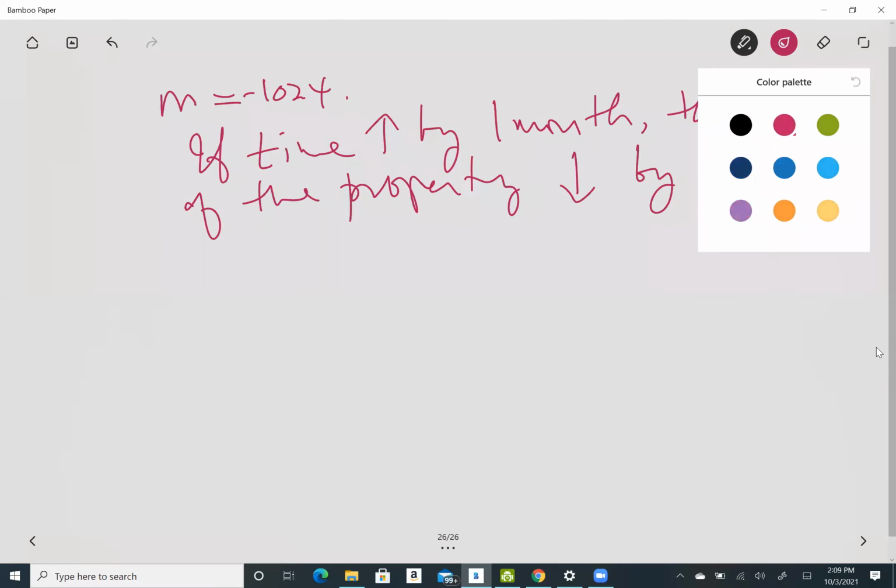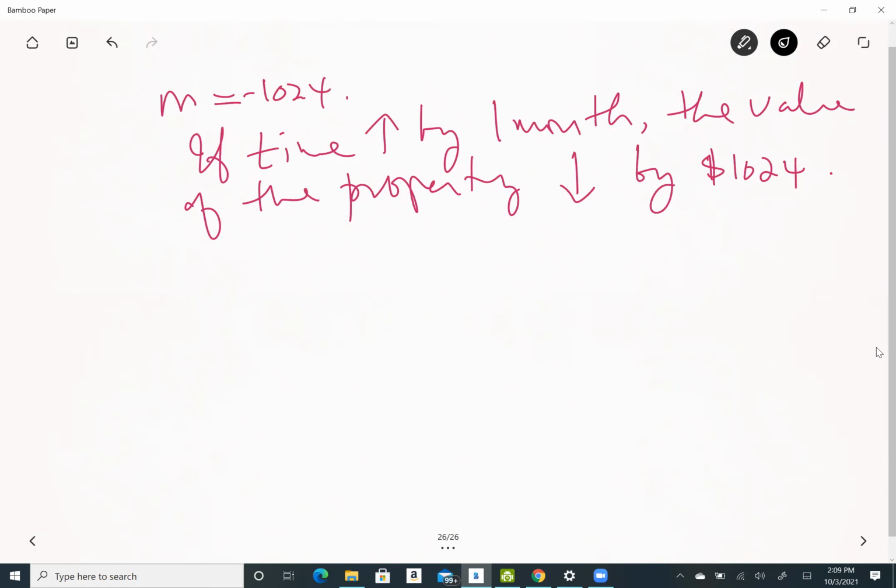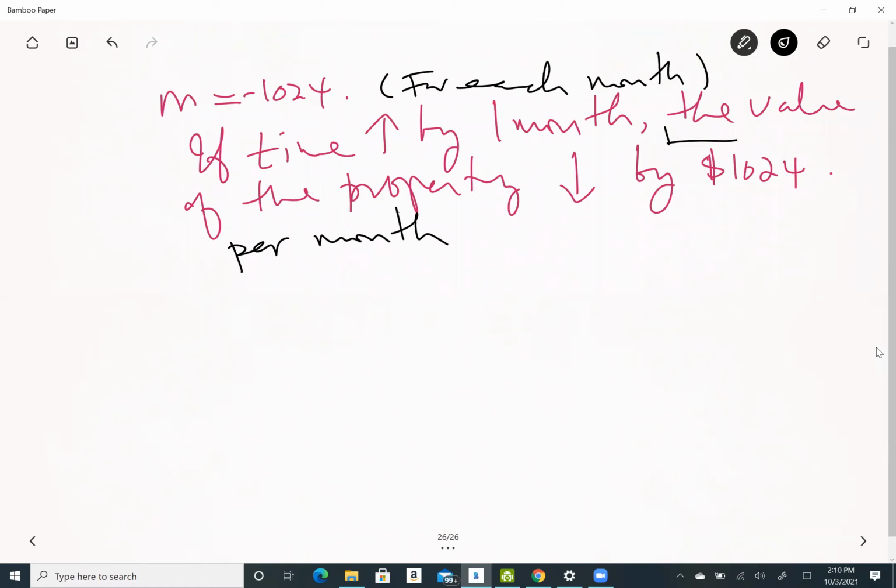In real life, sometimes you don't say time increases. You can say for each month, the value of the property will decrease by 1024. Or you can put here per month. So when you say per month, we will start from here: the value of the property decreases by 1024 per month. So that is the slope.